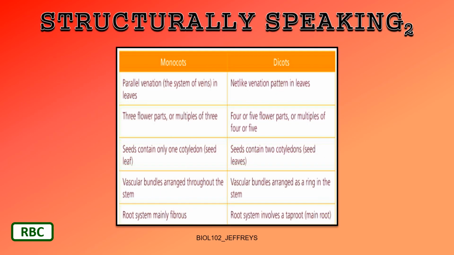And lastly, this is kind of like the little chart in your book, just comparing monocots with dicots with regard to venation, flower parts, cotyledons, vascular tissue or vascular bundles, and roots. This is a good little synopsis comparing dicots and monocots. You might want to look that over before the test.